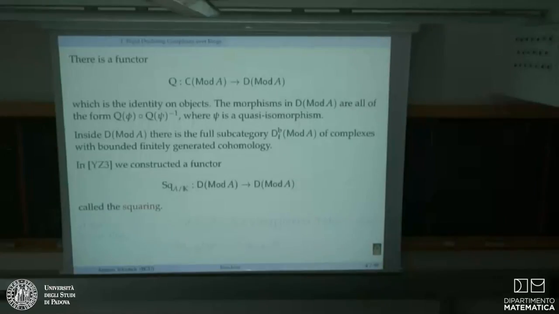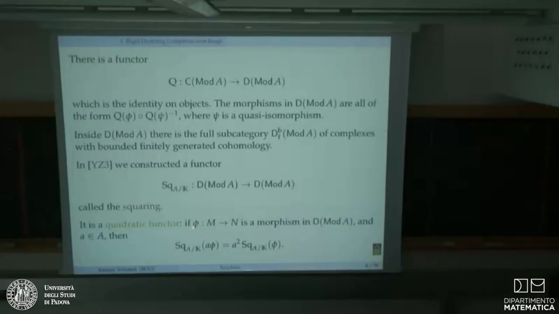I'll say even more about this. This operation is quite complicated but extremely useful. So what is this squaring? It's actually a functor from the derived category to itself, but it's not a linear functor. So this is quite kind of bizarre. It's a functor which is quadratic. And in what sense is it quadratic?